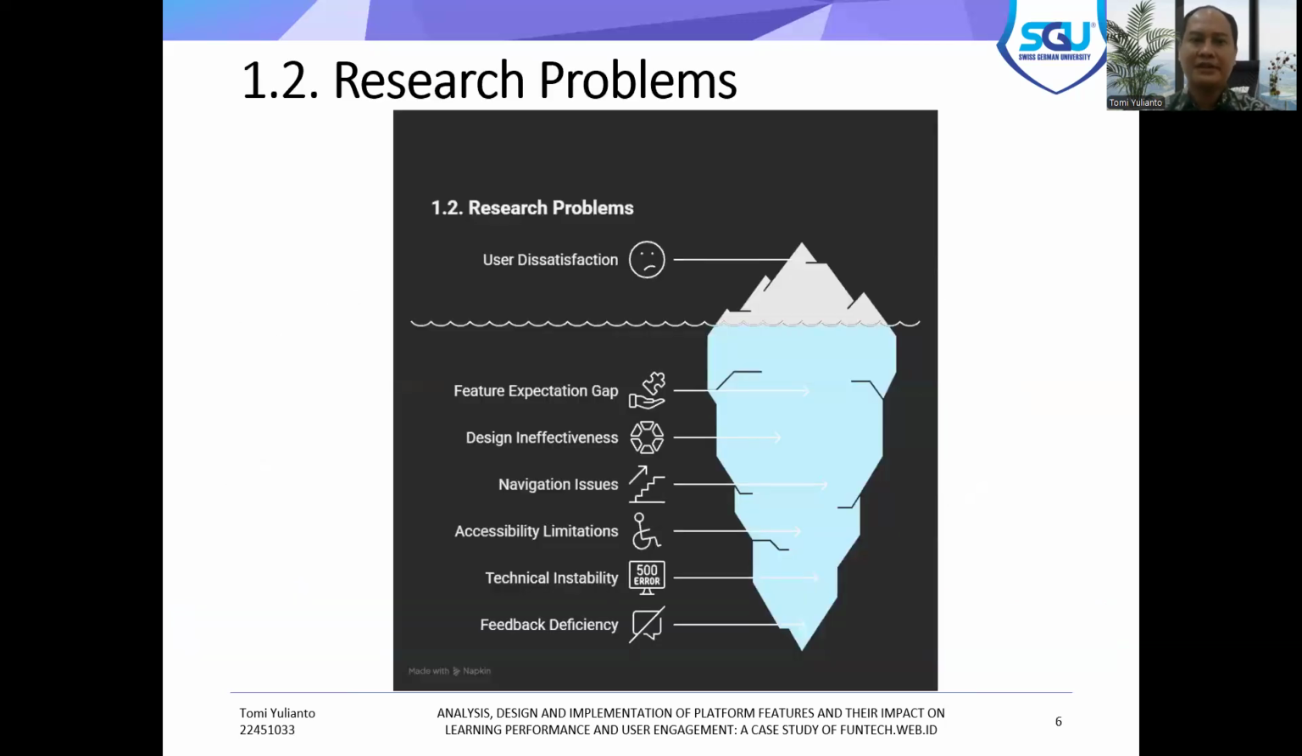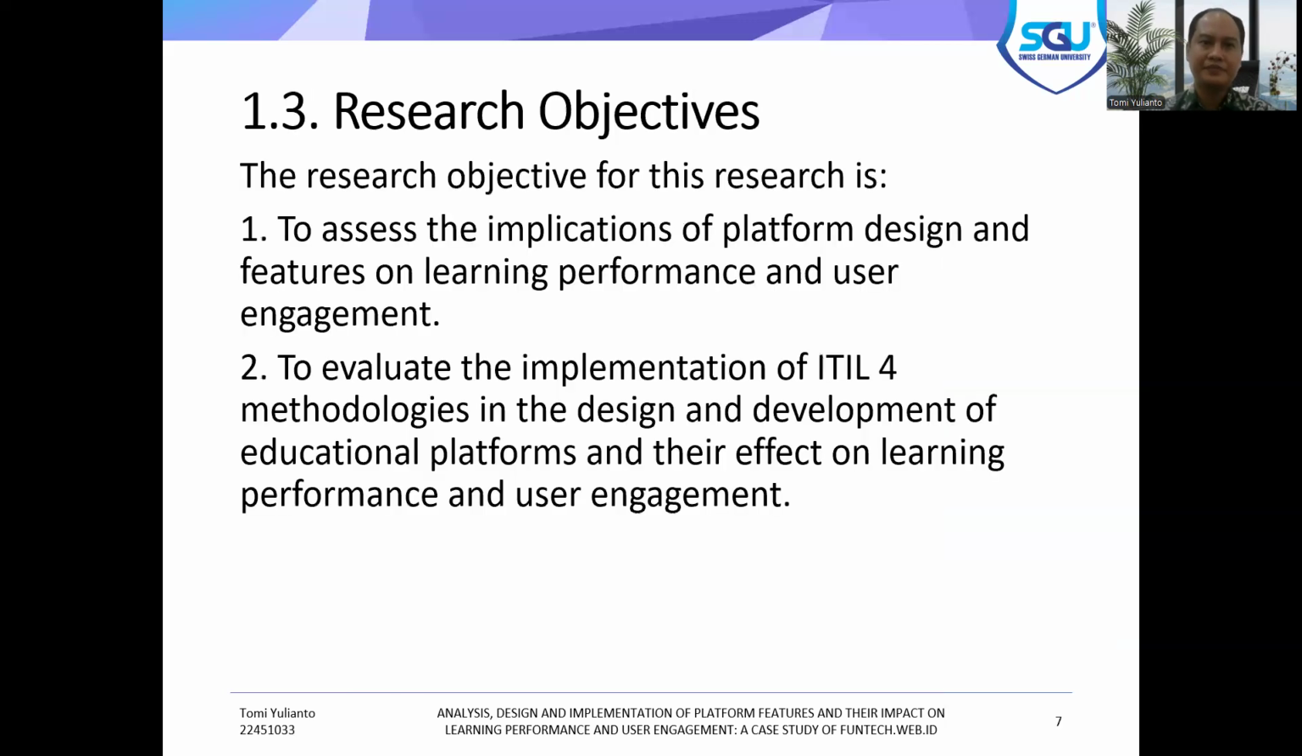And then the research problem. From there we can see the research problem. The main problem is user dissatisfaction with the online learning platform, and it is because of the feature and expectation gap, ineffective design, and also navigation issues, accessibility limitation, technical instability, and feedback deficiency.